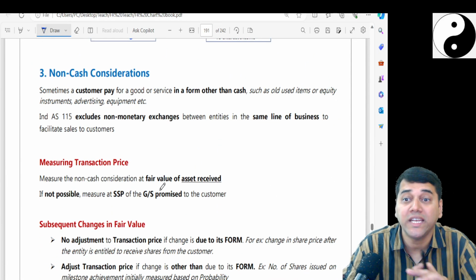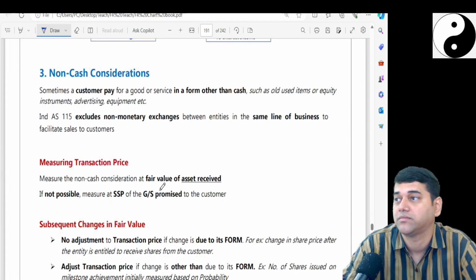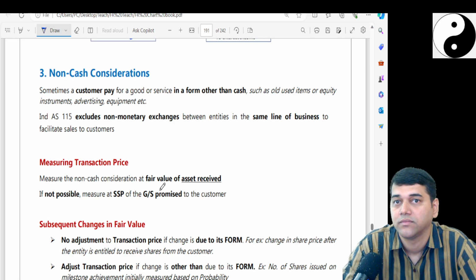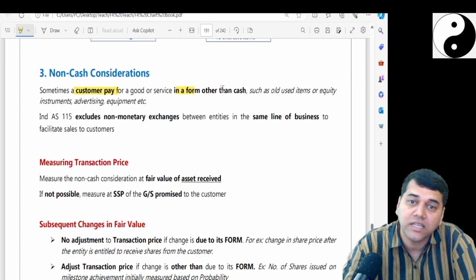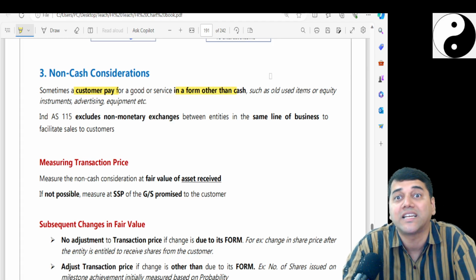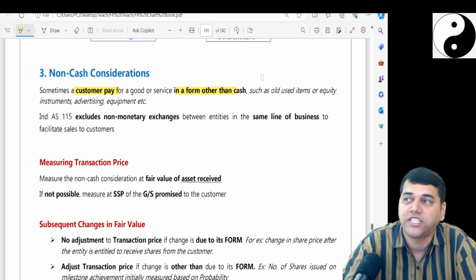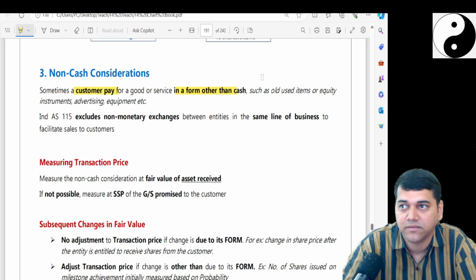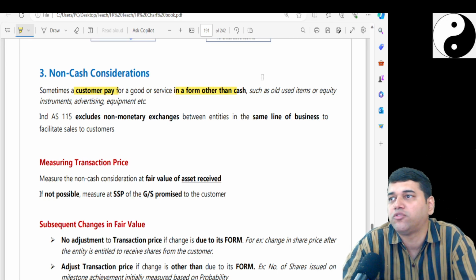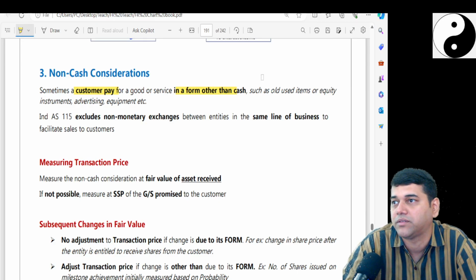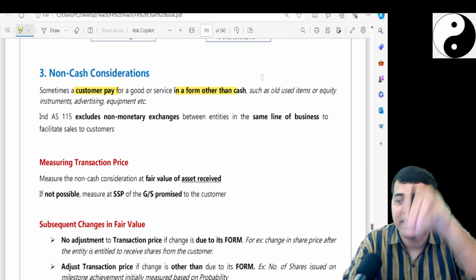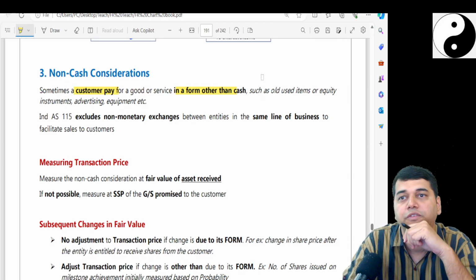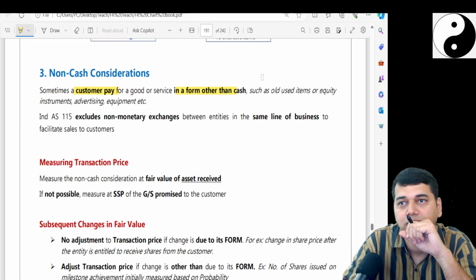Third is the non-cash consideration from the customer. Some customers may pay other than cash, like we discussed, a car. You will exchange your old mobile phone and pay some additional cash. When you pay in cash, there is no headache of measuring the transaction price. What if the customer gives his old mobile phone, pays 10,000 rupees, and buys one mobile worth 15,000 rupees? What is the transaction price?